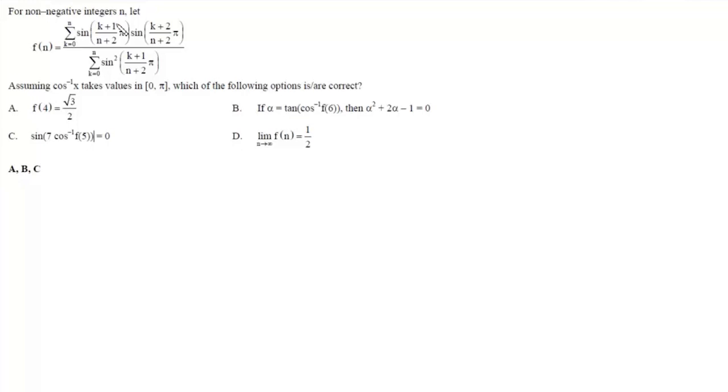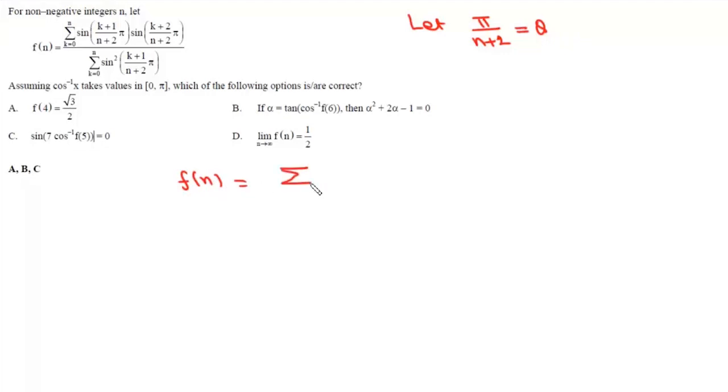Now here the question is, for non-negative integers n, we are given this function f_n in terms of summation and sine. Then we need to find which of the following options is or are correct. Now for this, what we'll do is we'll let pi upon n plus 2 be some constant, say theta.